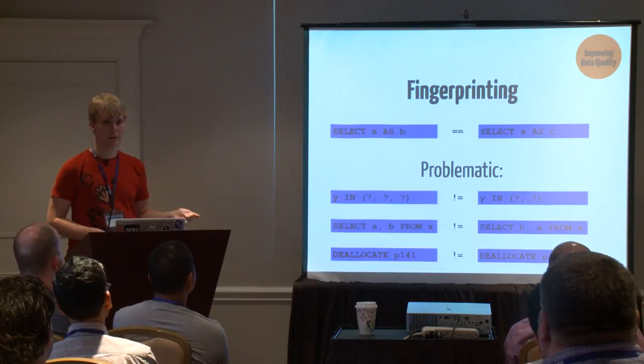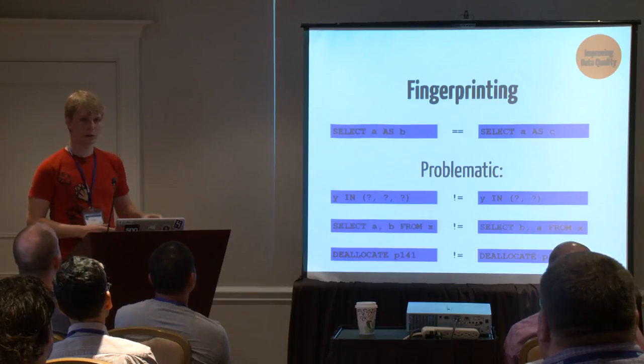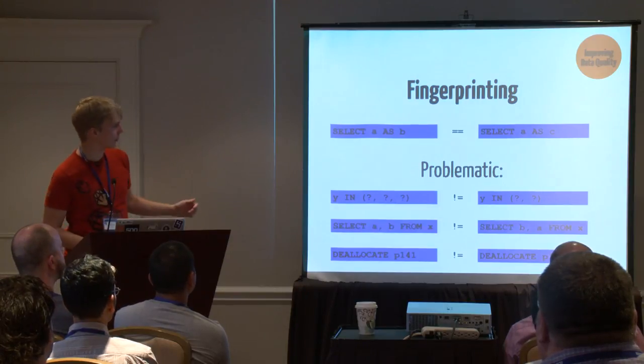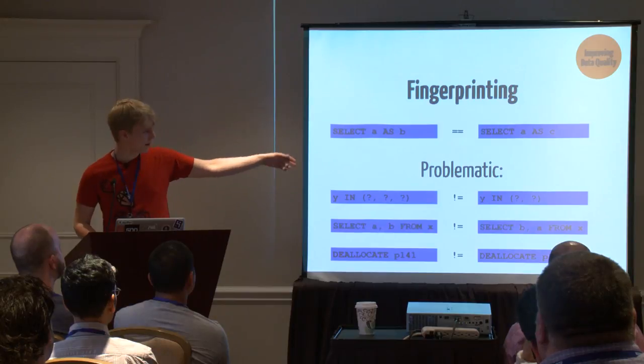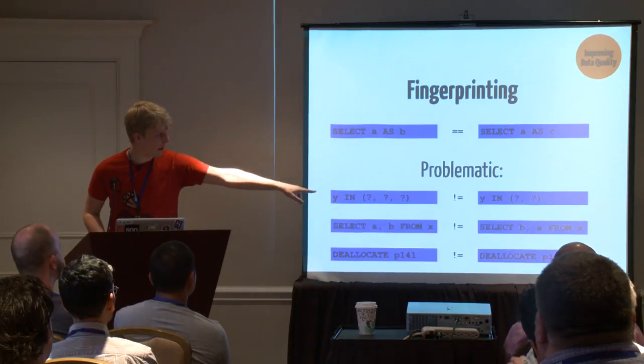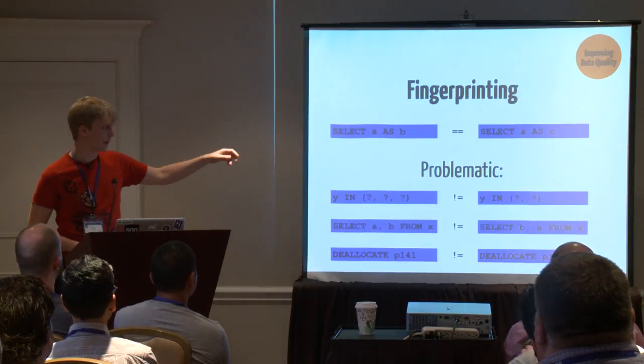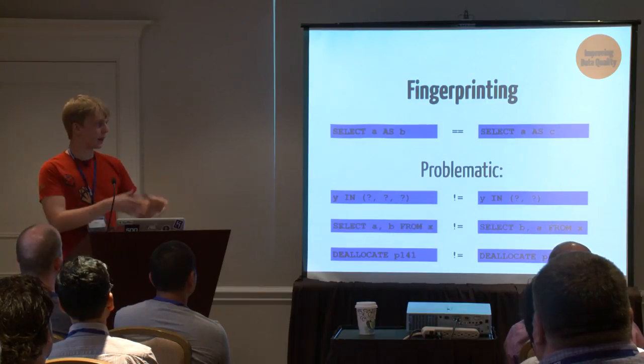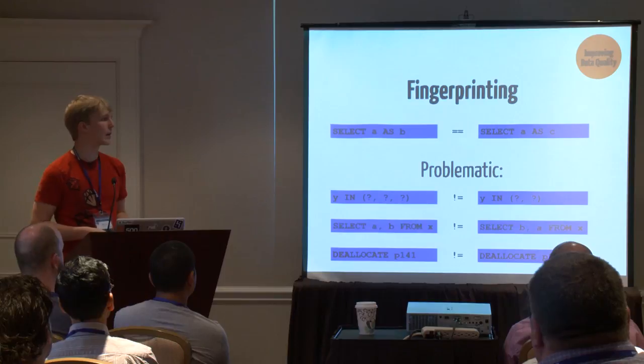Some ORMs like Hibernate do this a lot, so it's really good that that's taken care of. Other cases are not taken care of. For example, select something from Y where something is in a list of IDs, this kind of anti-pattern, and you have different lengths of these lists. They actually are separate queries in pg_stat_statements.